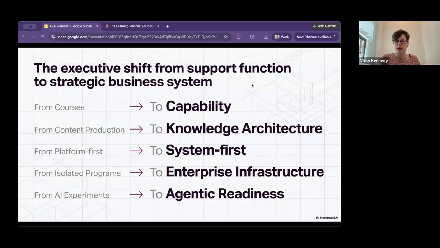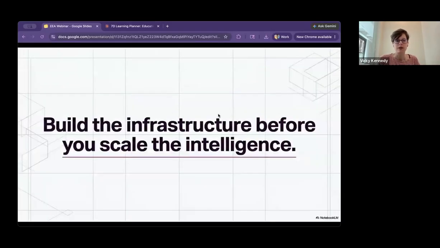and moving from a space of just AI experimentation to true agentic readiness, which I will keep repeating is not about just playing with the different AI tools and the different ways that we can use AI. All of this conversation that I just had in this last 55 minutes is not about the tools. It's not about the tech. It's about the strategy and the architecture and making sure you have that in place. I will leave you with this one slide here on build the infrastructure before you scale the intelligence.